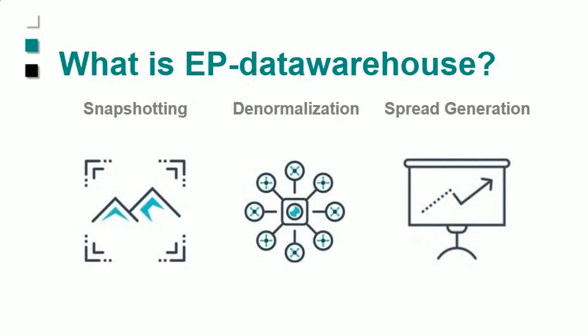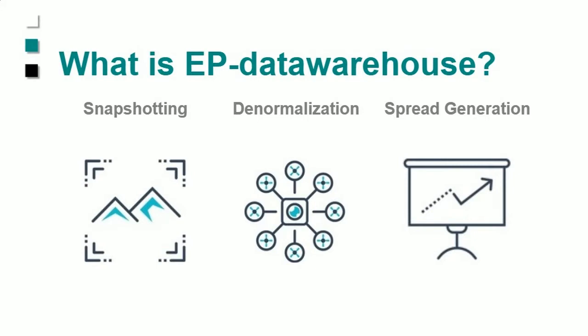Now, when we do the snapshotting, we also do what's called denormalization, and that's just a fancy word to say making the data easier to work with, okay? So rather than hundreds and hundreds of tables that you've got to work with if you were going on the back end of P6, we make that much, much simpler. So that's really the key here.